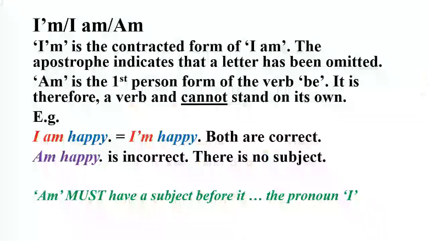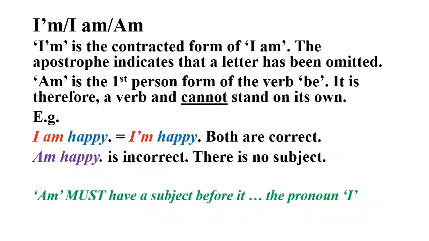Listen carefully. The second one is am. A-M, am. But I-apostrophe-M is I'm. So, I'm is the contracted form of I am. The apostrophe indicates that a letter has been omitted. Am is the first person form of the verb be. I am, you are, he, she, or it is, and it goes on. It is a verb. It cannot stand on its own.